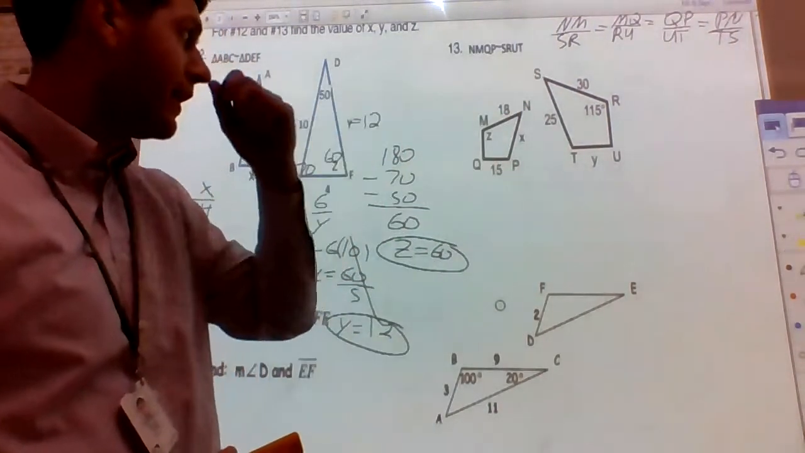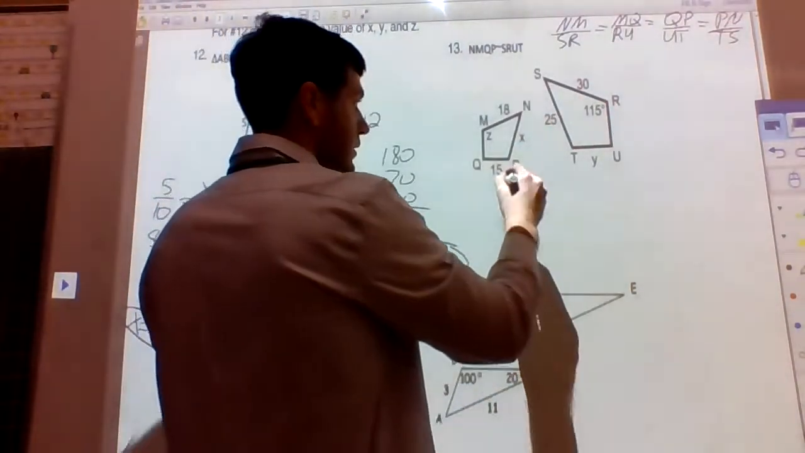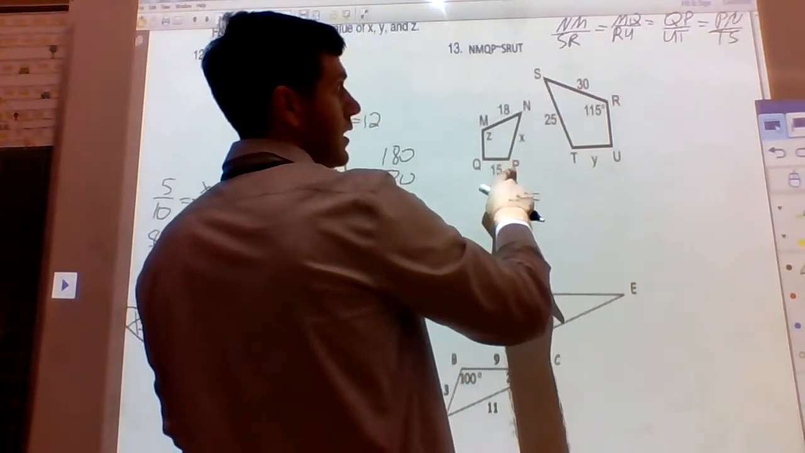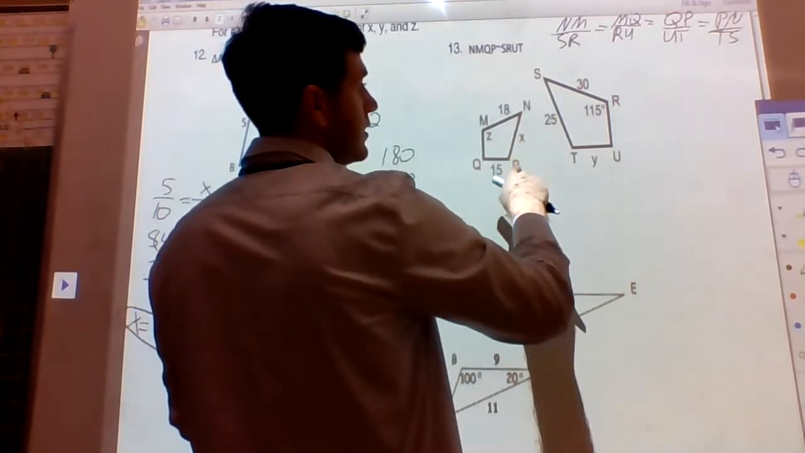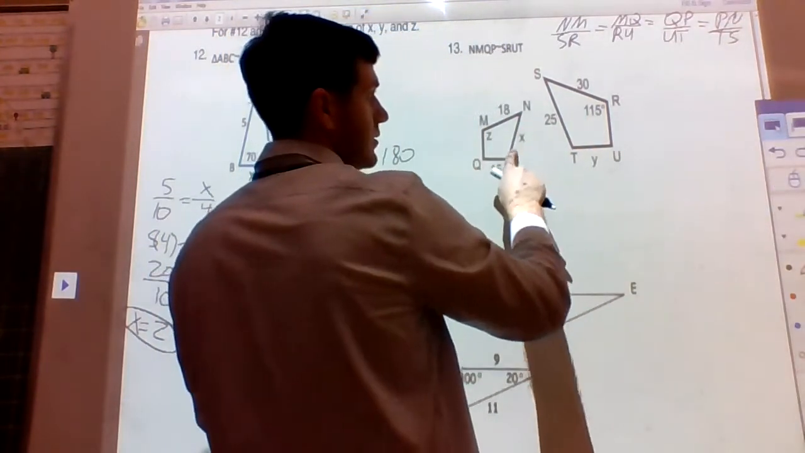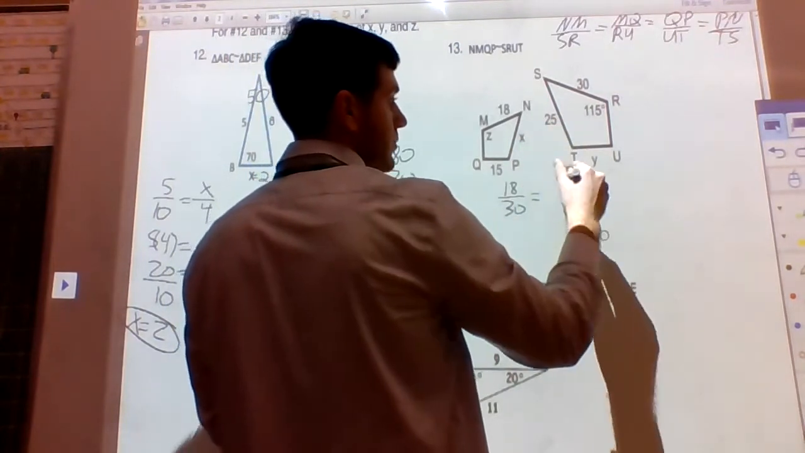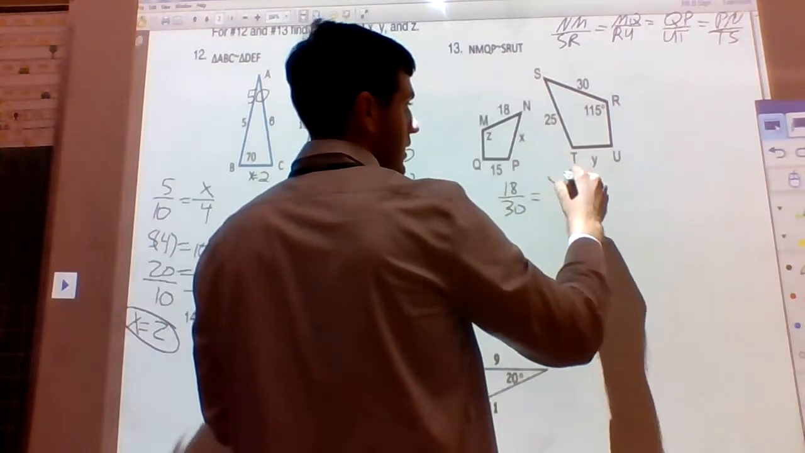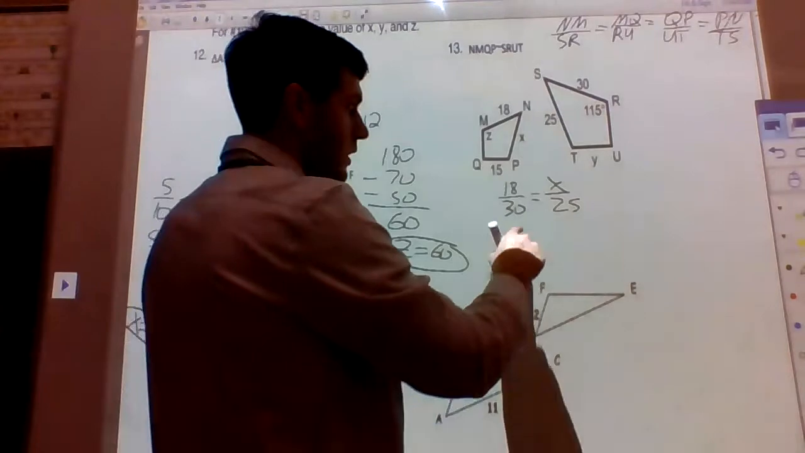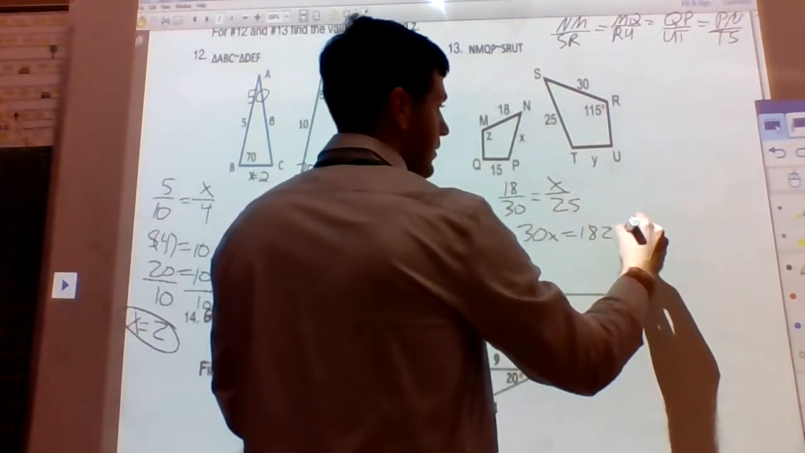So we're going to have NM and SR, that's 18 over 30. We can set that equal to PN and TS, which is X and 25. These are corresponding sides, so it's going to be X over 25. So we're going to cross multiply. We get 30x equals 18 times 25.